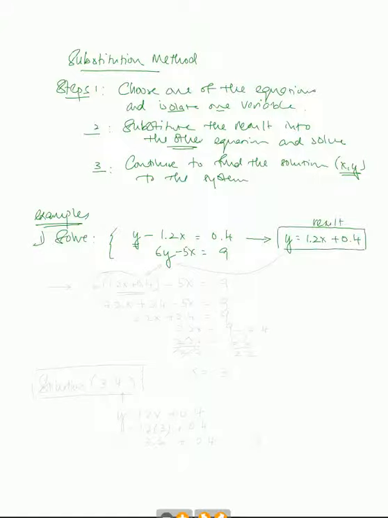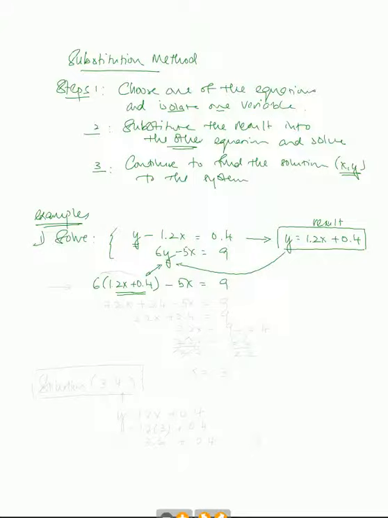And what I want to do is to put the result into the other equation, and in particular I'm putting into the place of y. So where y is, substitute that in. Okay, so it's going to read 6 times of, in place of y, you will replace it by 1.2x plus 0.4 minus 5x equal 9. So all we're replacing is just the y portion right there. Okay, so the y has been replaced to 1.2x plus 0.4, like that.